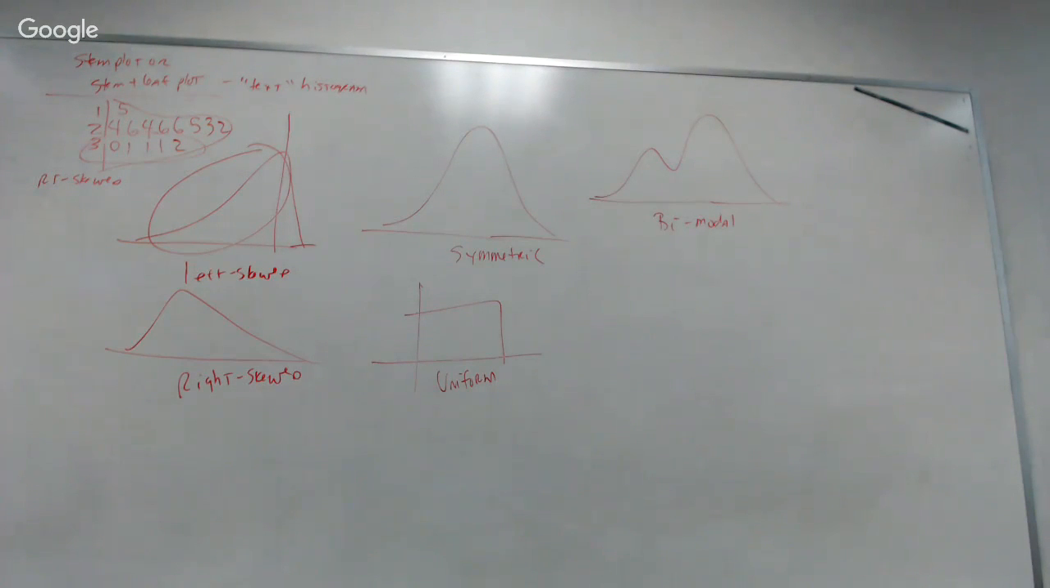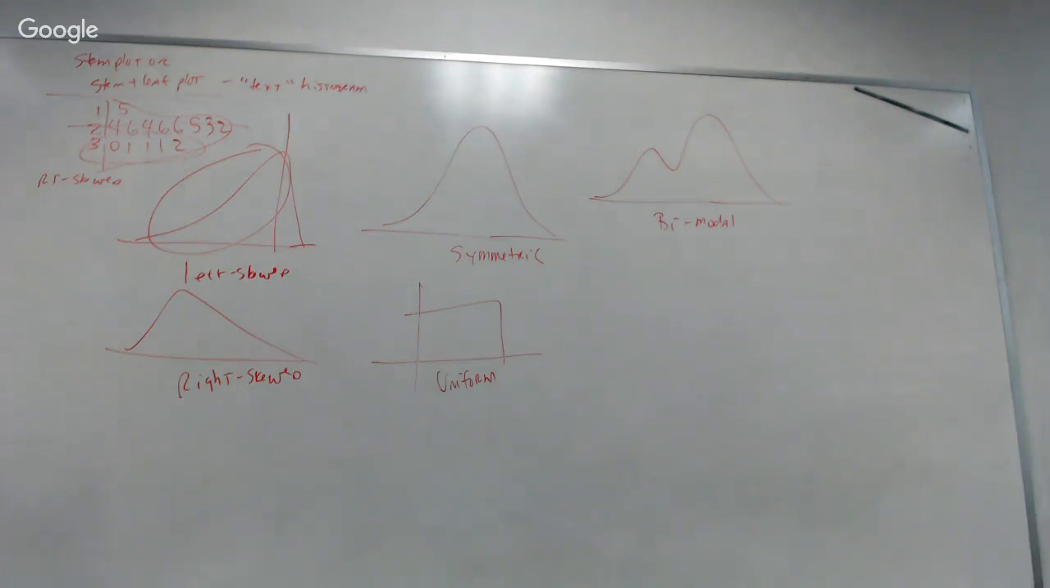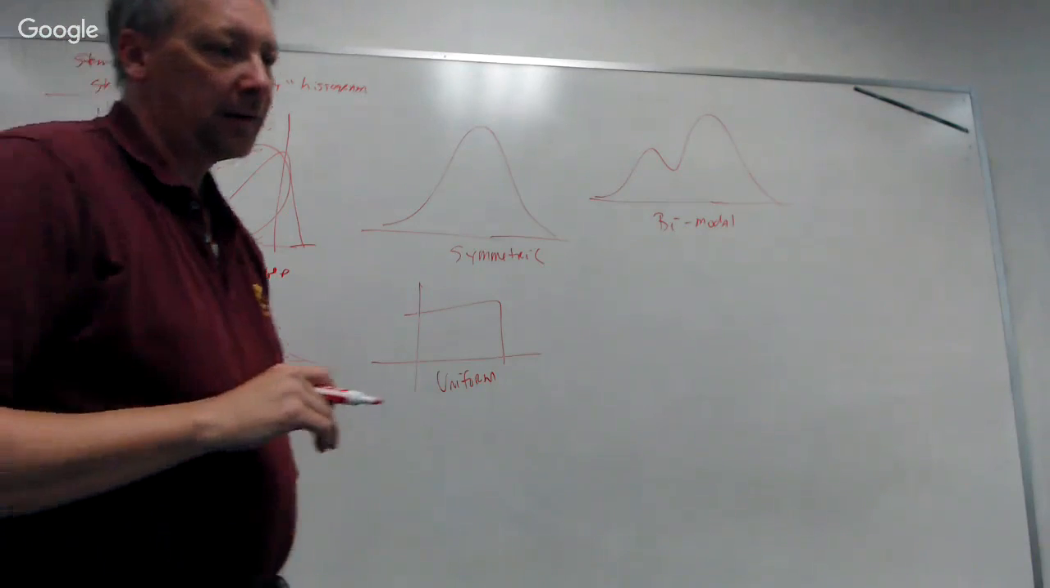That makes sense? Yes. But if you said if the tail is bigger on the right, then it's skewed left. No, that's not. There's more data on the right side than there is on the left. So that's right skewed. Okay? That makes sense? All right.